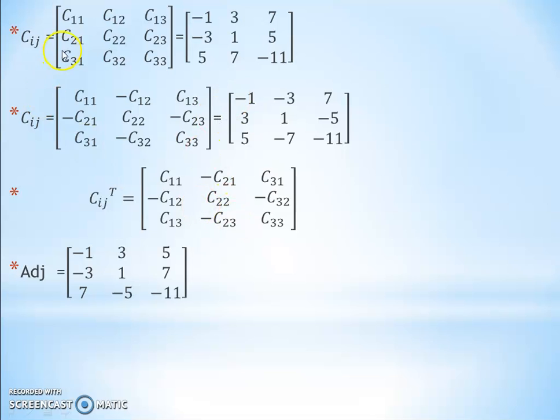Now we have to take the transpose of Cij. The rows are converted into columns. So I directly take minus 1, minus 3, 7 as the first column. The second row is 3, 1, minus 5, which becomes the second column. The last column is 5, minus 7, minus 11. So you understand the example of the adjoint of a 3 by 3 order matrix. We need the row and column positions, the value of the 2 by 2 order determinant, Cij, then Cij transpose, and then we derive the adjoint of the given matrix.